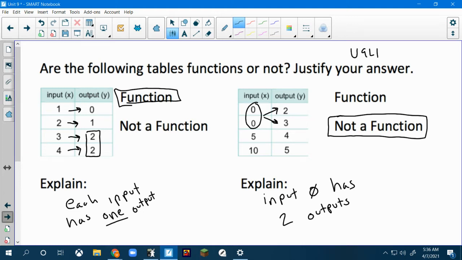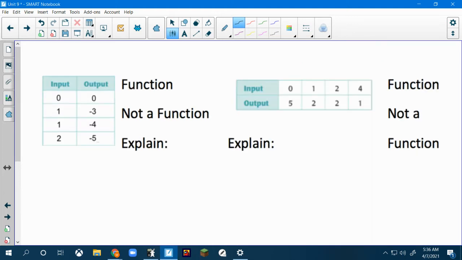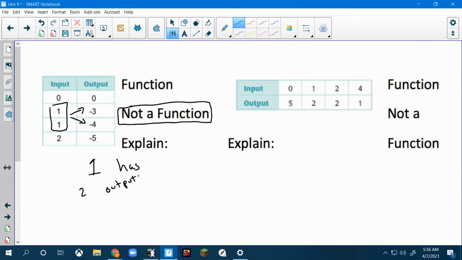Let's keep going. Let's try some more. Function or not a function? Pause the video, see if you can identify it. Well, welcome back. If we look here, we've got one. It's got two different outputs, not a function. One has two outputs, not a function.